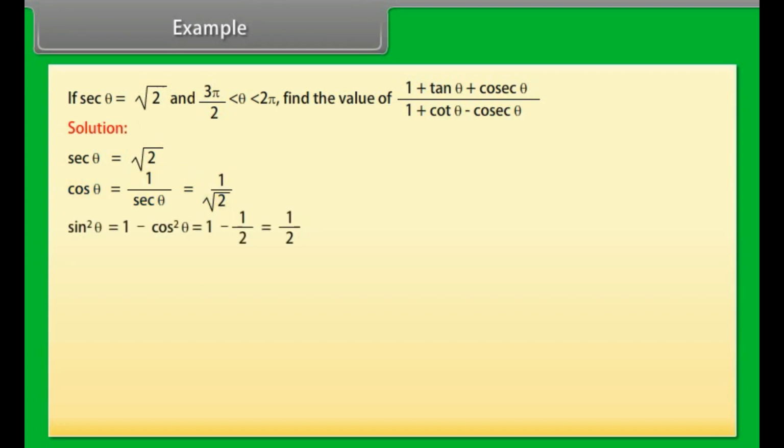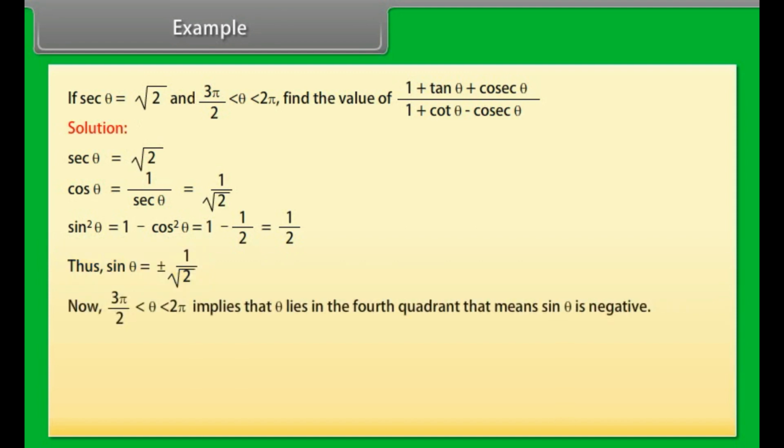Sin square of theta is equal to 1 minus cos square of theta is equal to 1 minus half is equal to half. Thus, sin of theta is equal to plus minus 1 by under root 2. Now, 3 into pi by 2 less than theta less than 2 into pi implies that theta lies in the fourth quadrant. That means sin theta is negative.